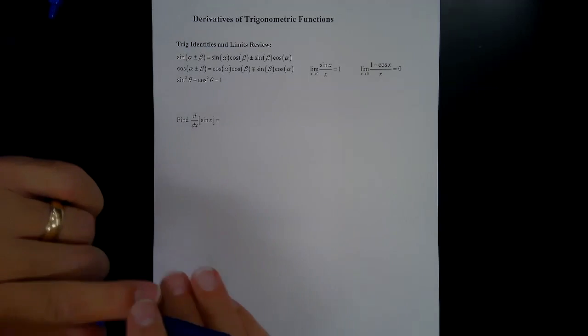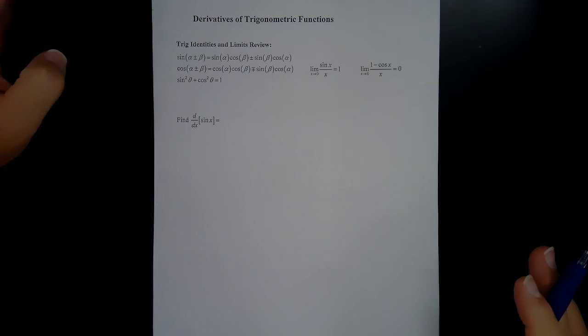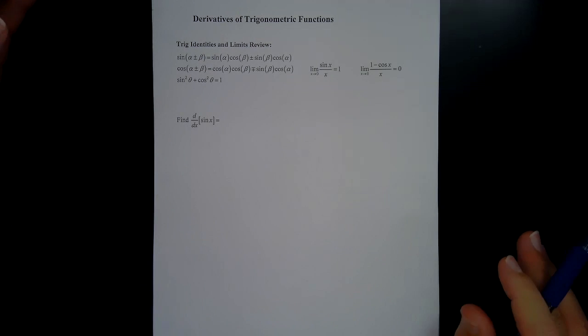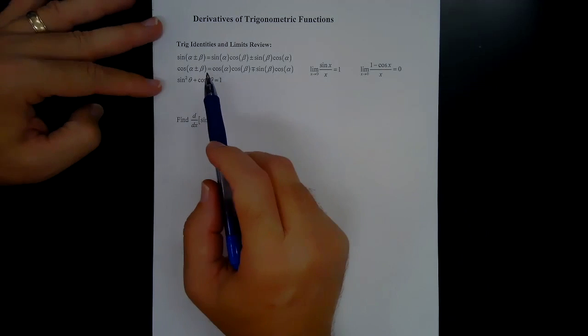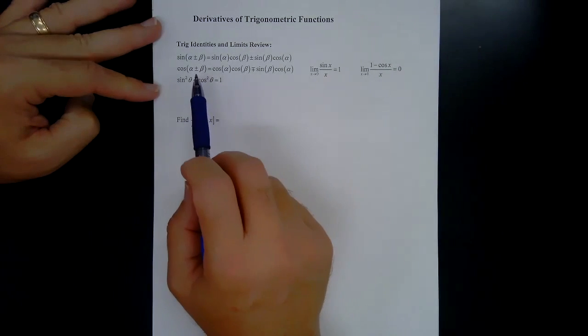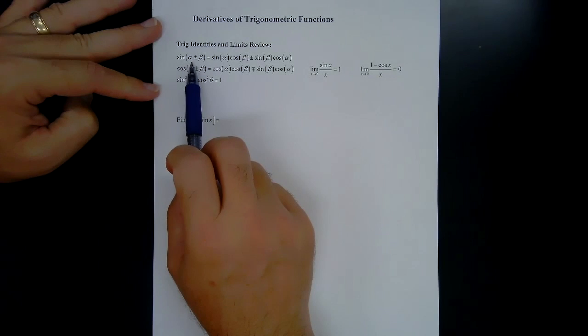So today we're going to come up with the derivative rules for all 6 trig functions. And we need to review a little bit of trig identities from last spring during distance learning. And this is the sum and difference identity for sine.